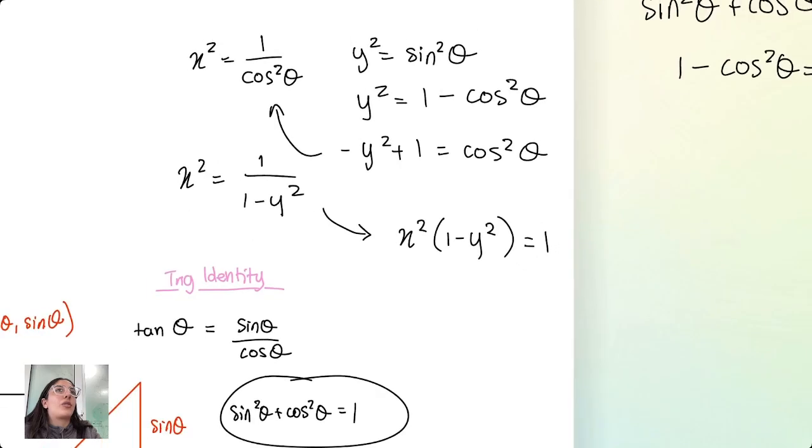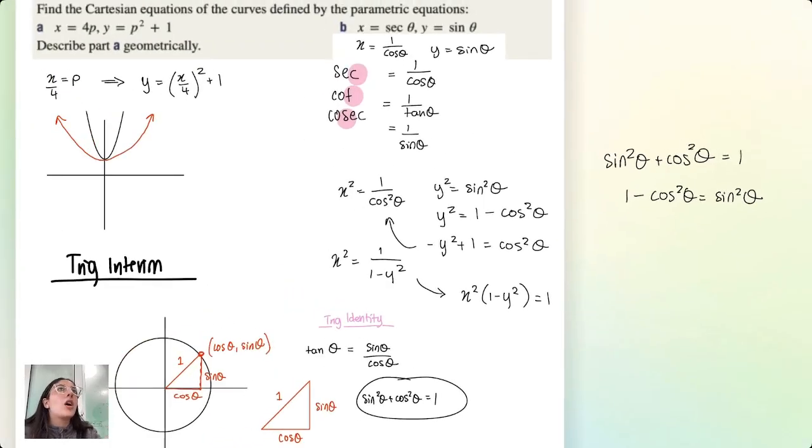Since we have both x squared and y squared, we know that it's probably going to be a many-to-many function. It's probably going to be something like a circle or maybe an oval-looking thing. The reason they've only asked you to describe part A geometrically is because they don't necessarily need you to be able to graph this at the moment. They just need you to find the Cartesian form, okay? So remember, Cartesian form is in terms of x and y.